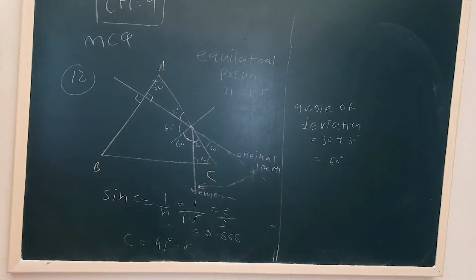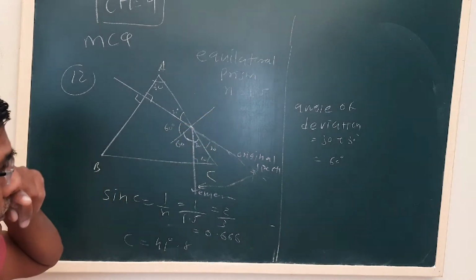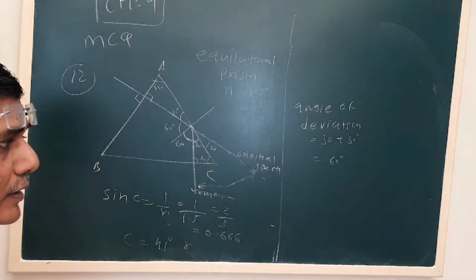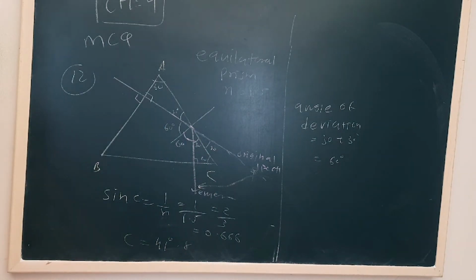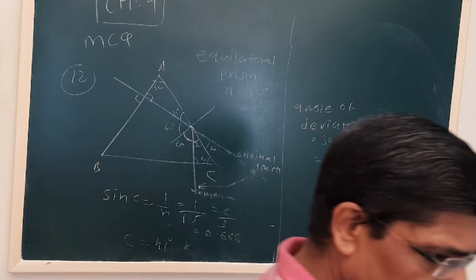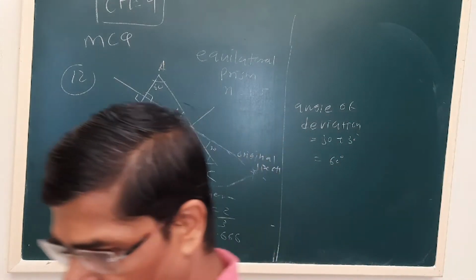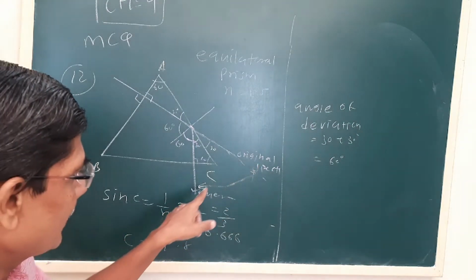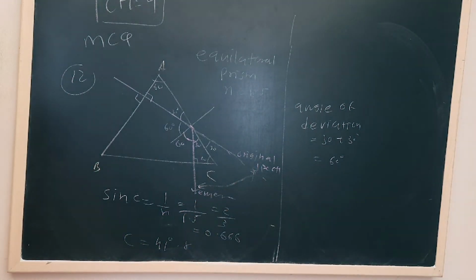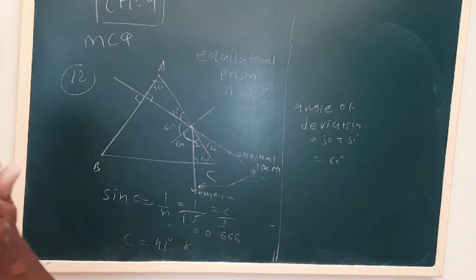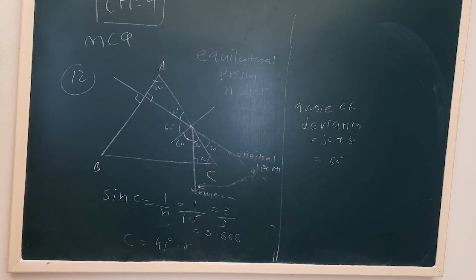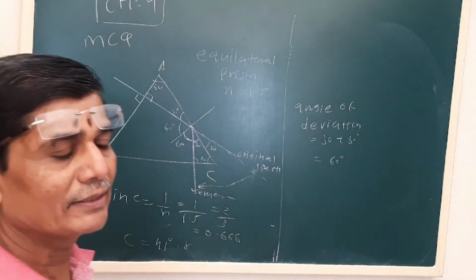Now, this one is interesting. An equilateral prism is given with refractive index 1.5. The ray is incident normally to one surface, and we have to find the angle of deviation. What is the angle of deviation? It is the angle between the original direction of the incident ray and the emergent ray. With refractive index 1.5, we have to check whether TIR, or total internal reflection, has taken place or not.